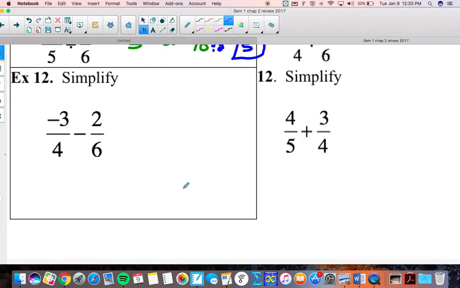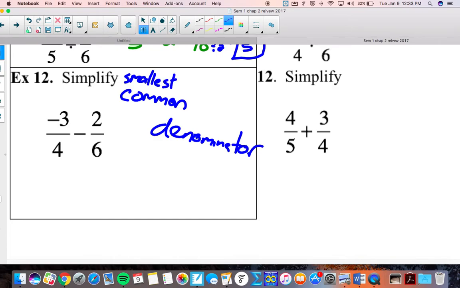Last one, example 12. To add or subtract fractions, we need a common denominator. One way to do that is to take your denominators and multiply them together. So you could take 4 times 6 and get 24. So 24 could be a common denominator. It is a common denominator, but I like to get the smallest common denominator. It makes the rest of the math smaller and easier, and it reduces the amount of simplifying I have to do at the end for my fraction answer.